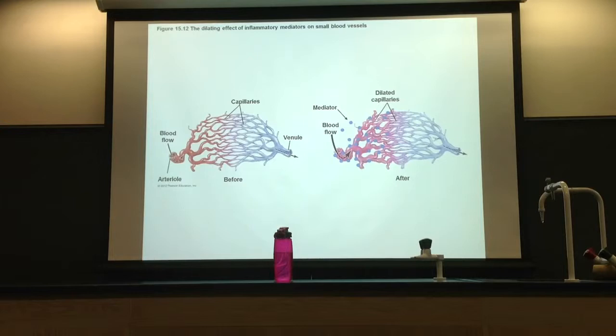You don't need to go over this picture. This is showing you what, before and after, right? So before dilation, after dilation, okay? Bigger vessels, more things can get through. That's all that's trying to show you.